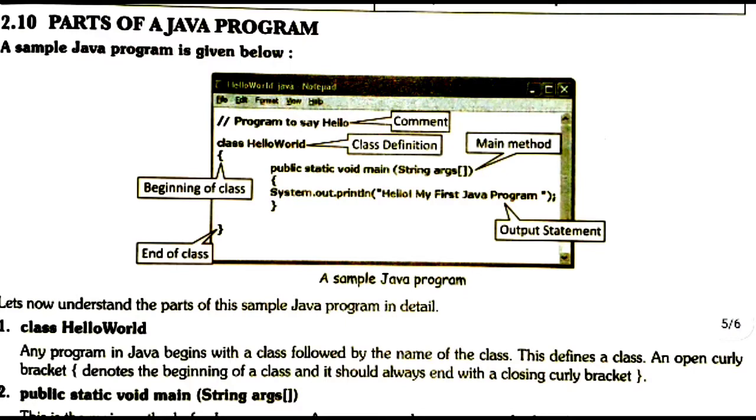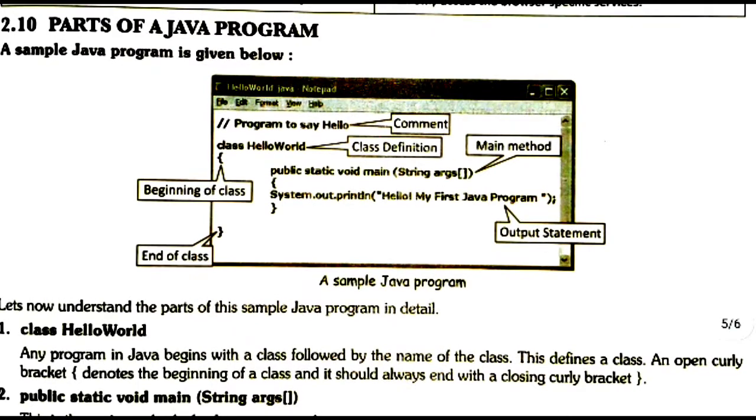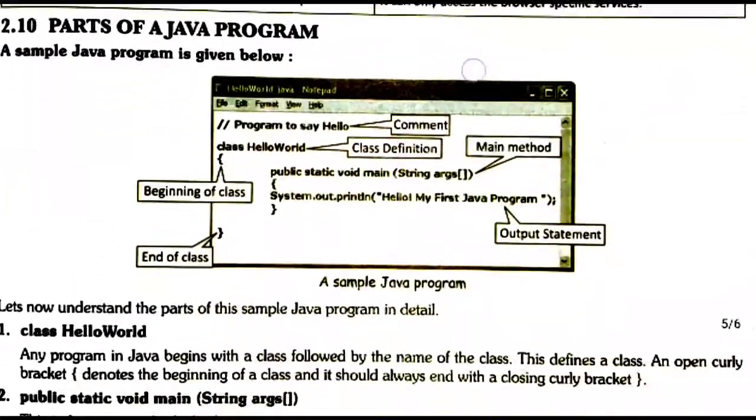Next we have, what are the different parts of a Java program. Yes, so here you can see in the picture one program is written in Java. This is the notepad file. For example, you can see this name, HelloWorld.java. So this is the source code.